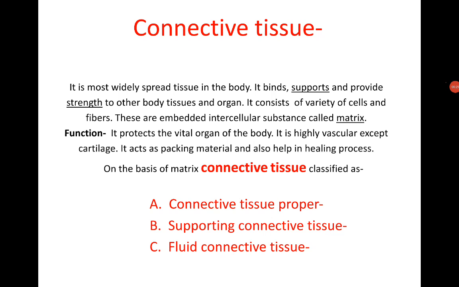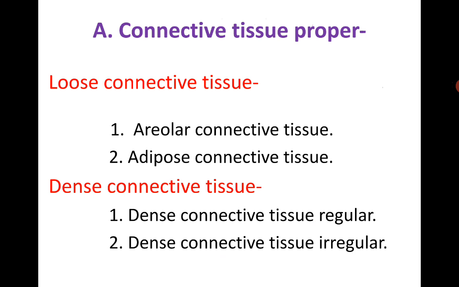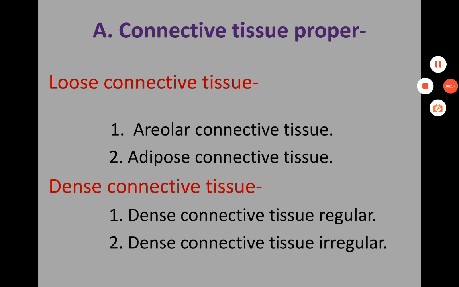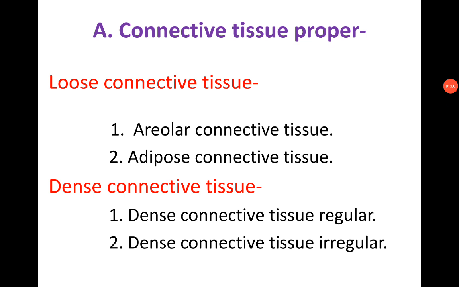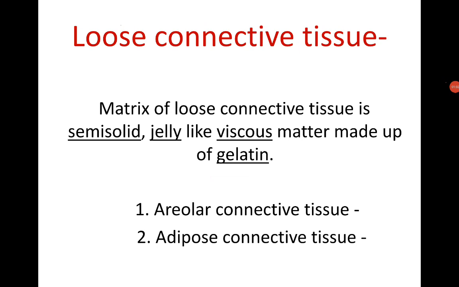Concept of connective tissue: there are 3 types of connective tissue: connective tissue proper, supporting connective tissue, and fluid connective tissue. Then one by one we are studying connective tissue proper. Connective tissue proper is divided into loose and dense connective tissue. Loose connective tissue, first part, areolar connective tissue. Start from this lecture. Areolar connective tissue.